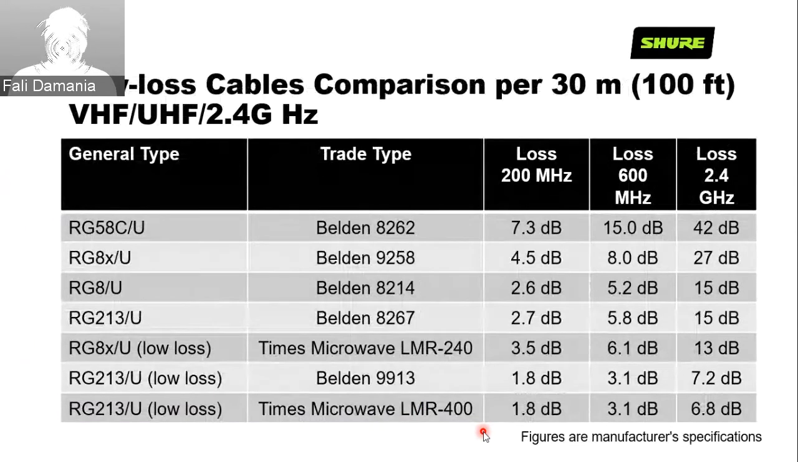And again, coming back to this chart, it basically gives you the premium cables available. So this RG213U low loss made by Times Microwave, the model number is LMR 400. And now if you see this, it's just 3.1 dB of loss. So yes, it's an expensive cable, but then so is your equipment.